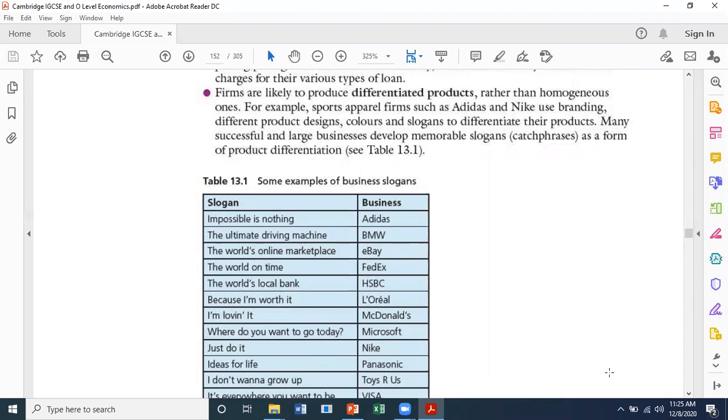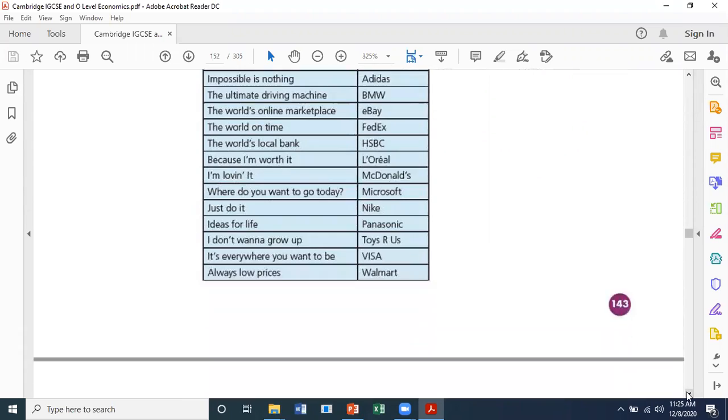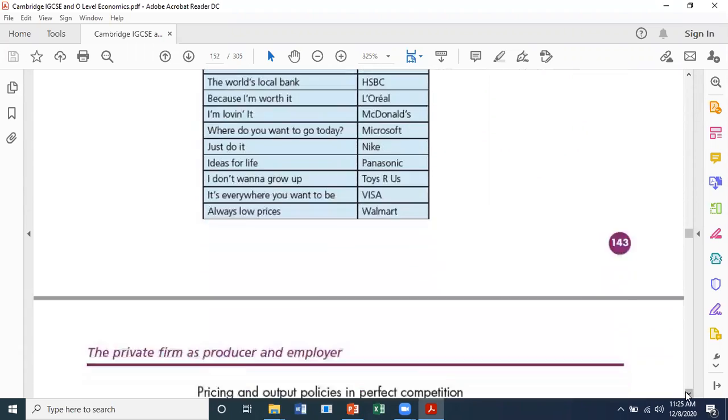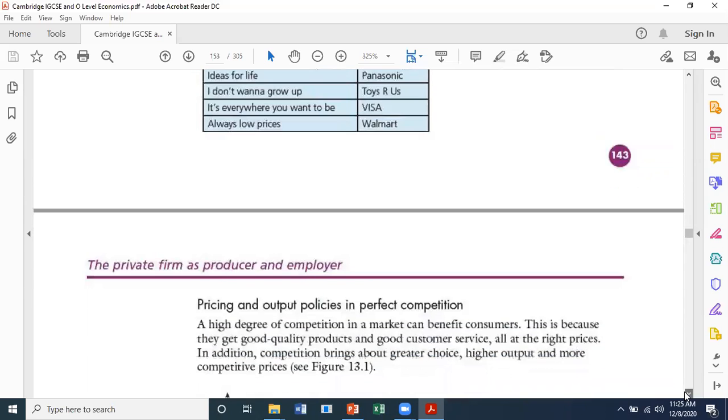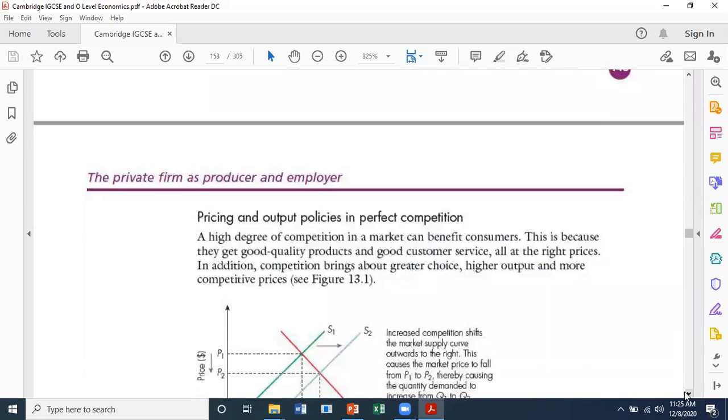So these are some of the examples of product differentiation, so that you know which product you are using. For example, a chocolate with the red wrapper, we know it's a Kit Kat, okay.